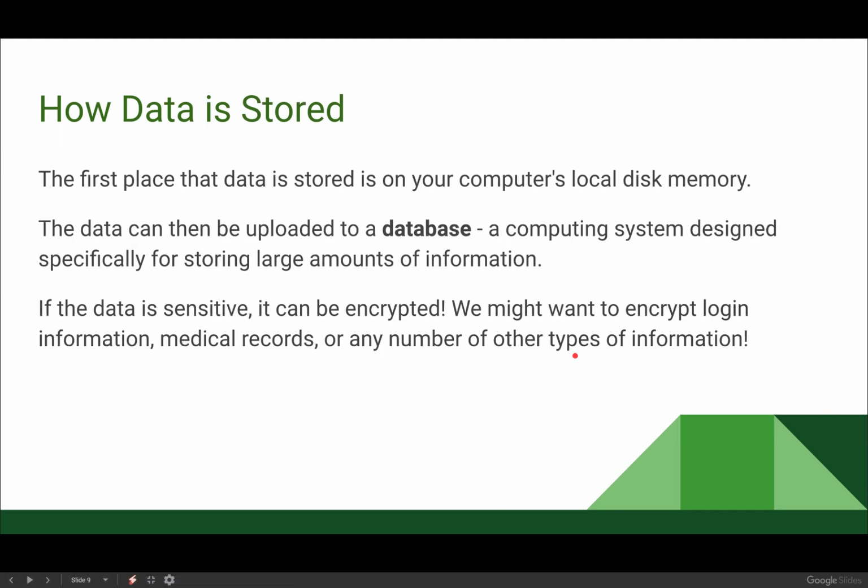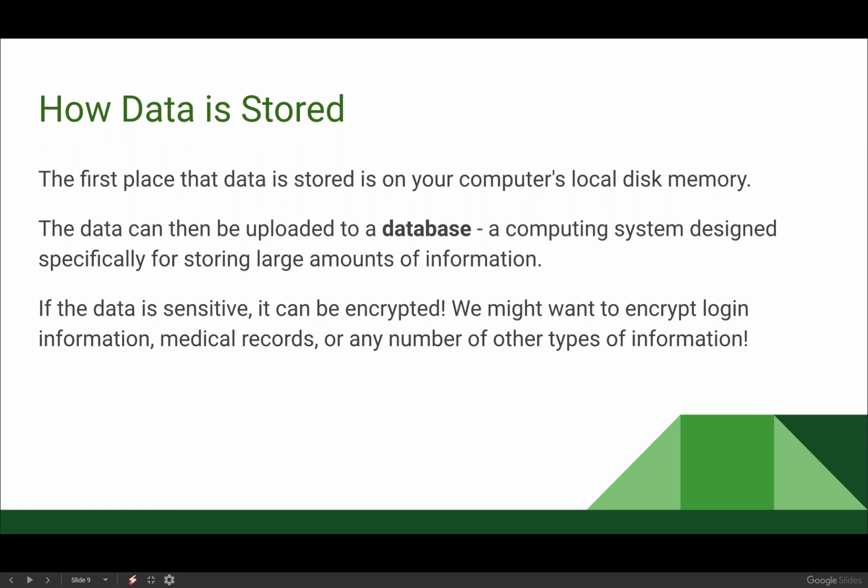So once we have actually done this data collection, where do we put it? Where do we store it? The first place we're going to store it is on our computer's local disk memory, so that it's accessible directly. After that, you can upload your information to a database, which is a computing system designed very specifically for storing large amounts of information.